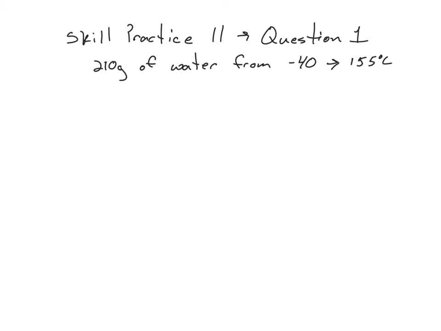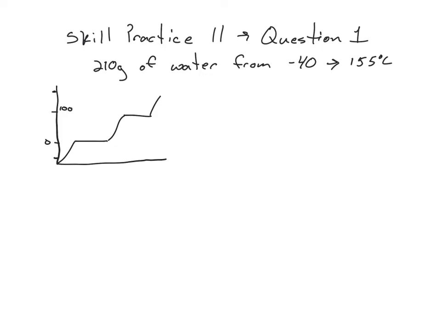So when you start these problems, I want you to sketch out a little heating curve. And we're just going to sketch this out here a little bit. It doesn't have to be perfect. We're just trying to figure out, okay, where are we going? This is 0. This is 100 because this is water. If it was a different substance, those temperature values might be a little bit different. But basically, we're starting from way down at negative 40 and trying to go up to 155.